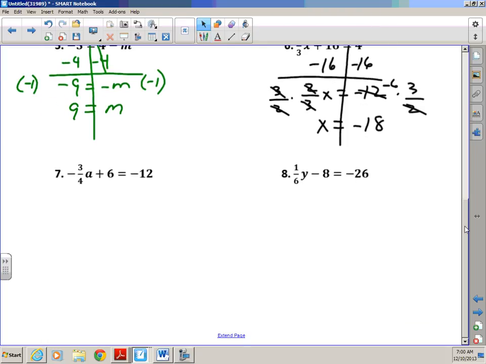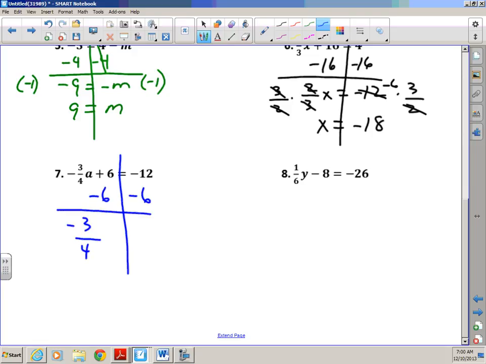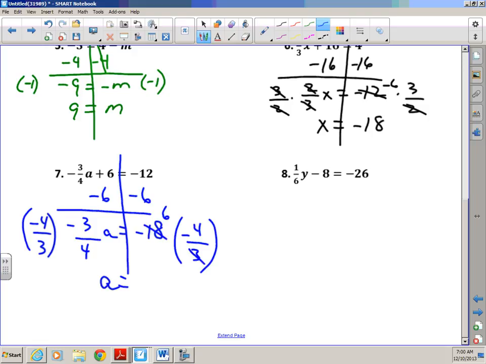And then the last two. Subtract the 6. This is a negative 3/4 a. Remember, it has to be the same sign, so it's got to be a negative 4/3. Everything there cancels. I can cross cancel there to get negative 24, I'm sorry, a positive 24 is my answer.